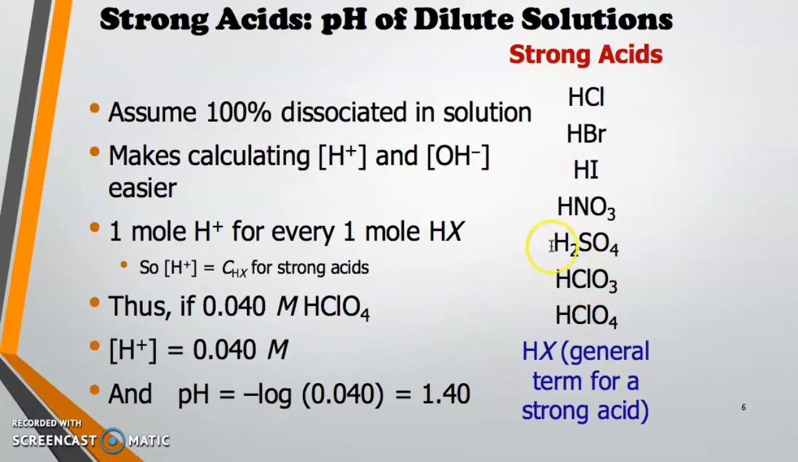If you look at the sulfuric acid here, they have the 2 hydrogens, so meaning that the concentration is multiplied by 2.